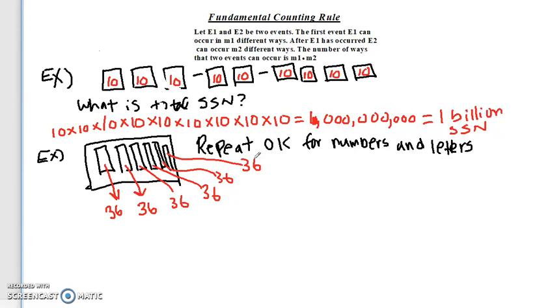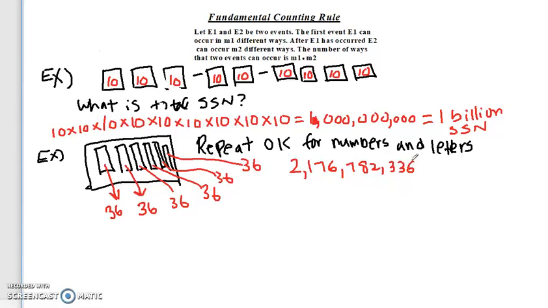Okay, so when I multiply them all, I'm going to have to write this one down right now. Okay, so you got 2,176,782,336 license plates possible.